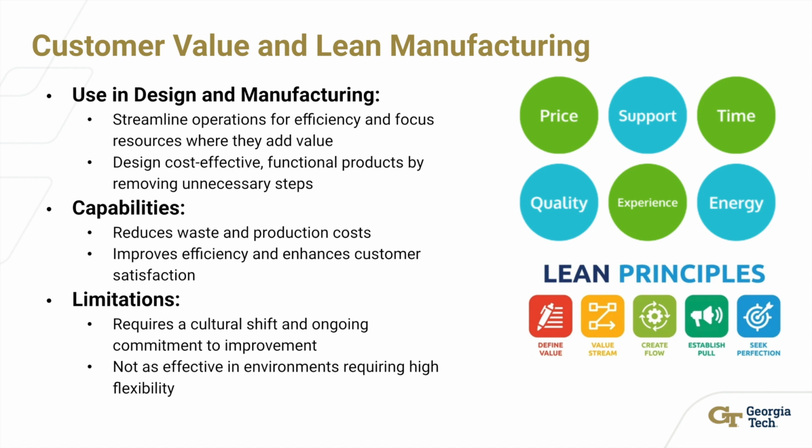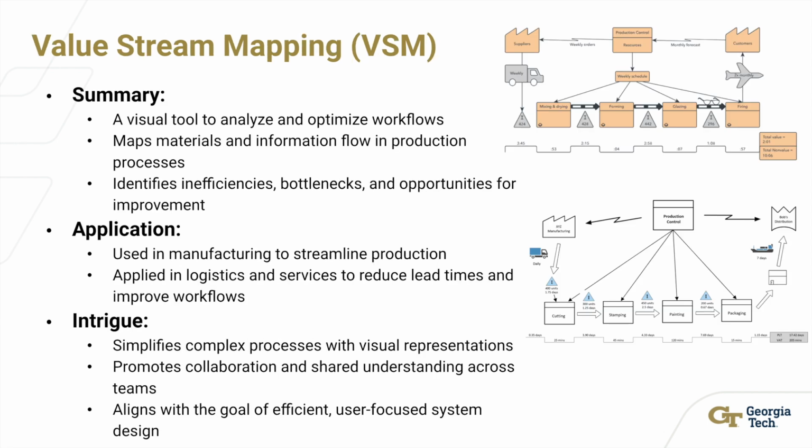Lean manufacturing's capabilities include reducing waste, improving efficiency, and enhancing customer satisfaction. However, implementing lean requires a cultural shift and commitment to continuous improvement, which can be challenging. Additionally, it may not address the complexities of highly customized or unpredictable production environments, where flexibility may take precedence over efficiency.